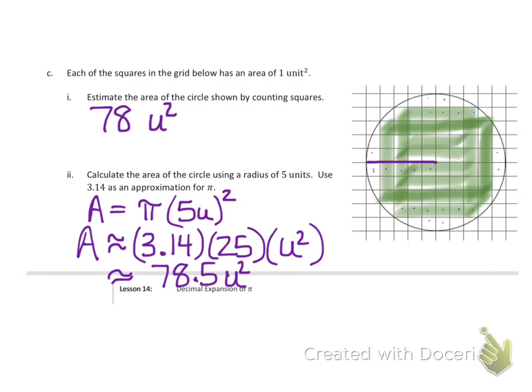Okay, we were only off, if you compare these two estimates, just by counting and informally combining, and then here by using 3.14 for pi, 78.5 units squared. So that's a pretty good confirmation that we counted right, and also confirmation of that area formula for a circle.